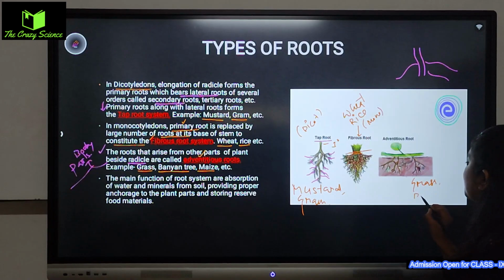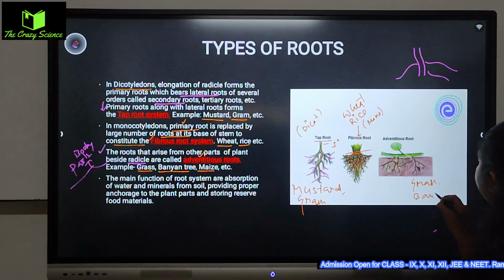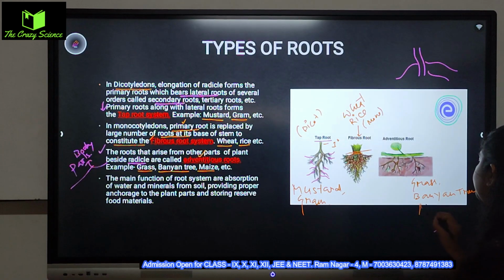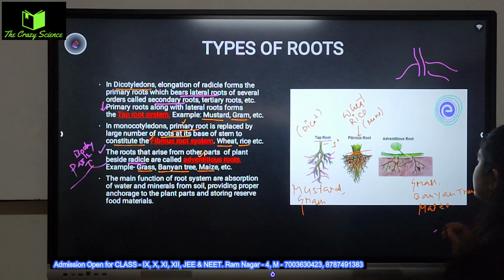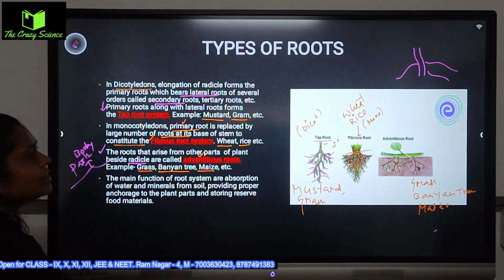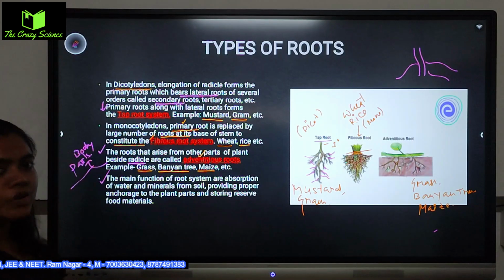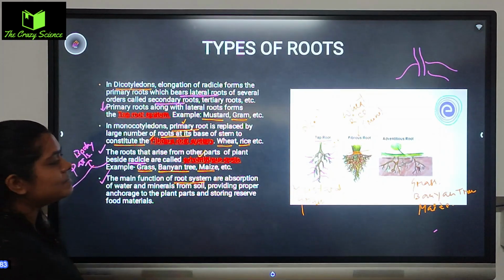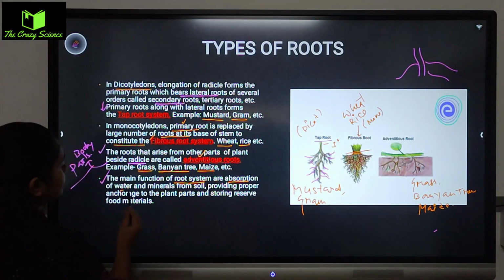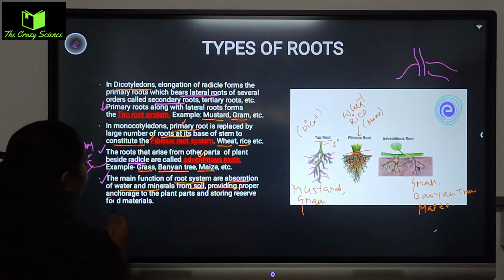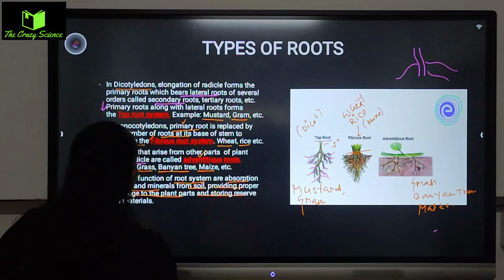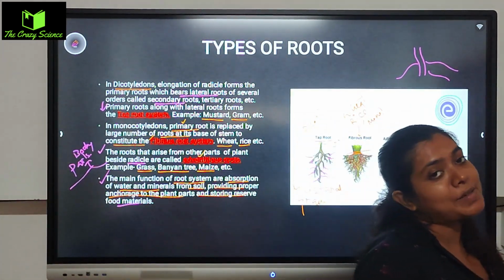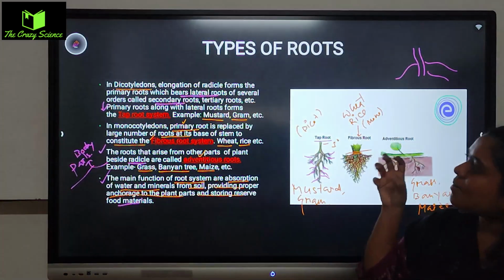Grass, banyan tree, and maize. That's it. The main functions of the root that we have gone through, that is the root system, primary, secondary and tertiary, are absorption of water and minerals from the soil, providing proper anchorage to the plant parts, and storing reserve food materials. So to transport, to store, to increase absorption, these types of roots are present.